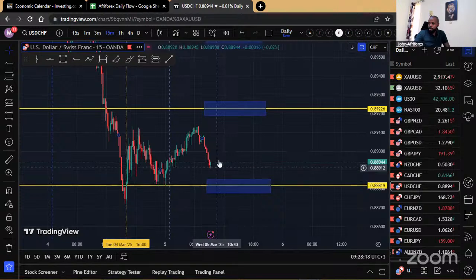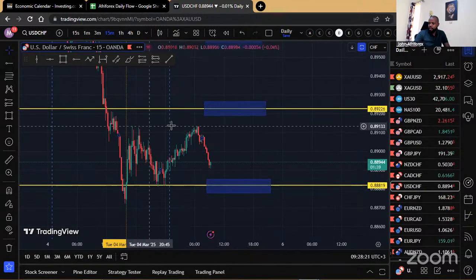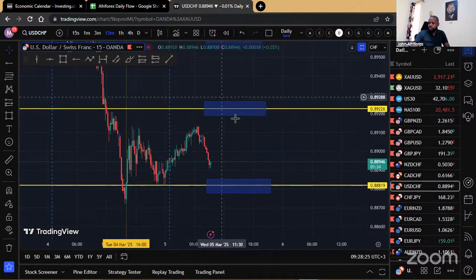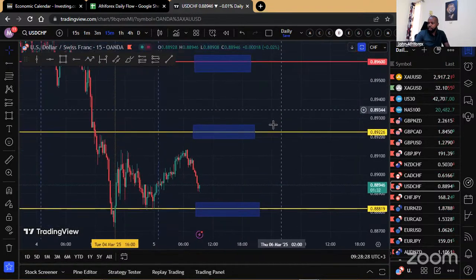But if they do react and they push the market back up higher, at least you're better off getting the sells either within here or somewhere as close as possible within this region. So let's see if that ends up being the case.